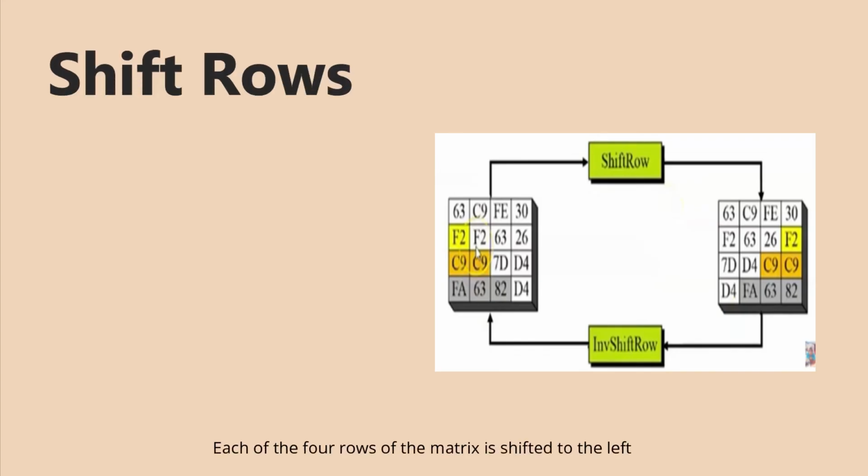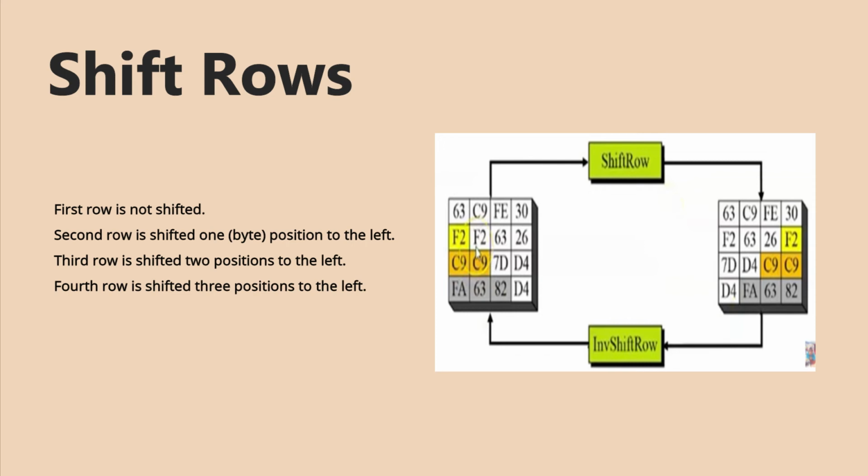ShiftRows. Each of the 4 rows of the matrix is shifted to the left. Any entries that fall off are reinserted on the right side of the row. Shift is carried out as follows. First row is not shifted. Second row is shifted 1 byte position to the left. Third row is shifted 2 positions to the left. Fourth row is shifted 3 positions to the left.